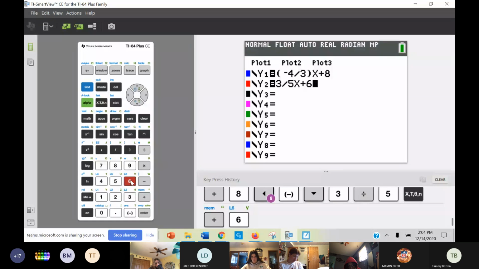+6. Okay. Now another thing that you're going to have to really learn in this class is how to adjust what you want your y-axis to be counted by, and how big and small you want it, and what you want your x-axis.